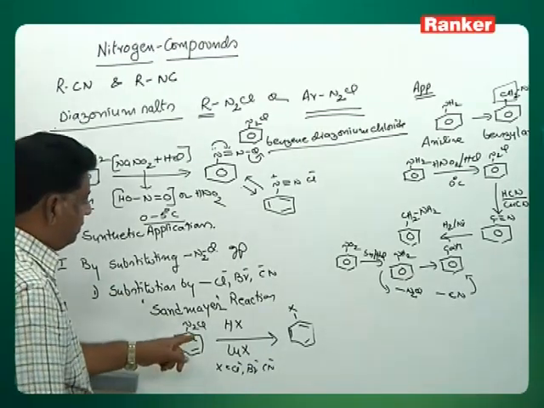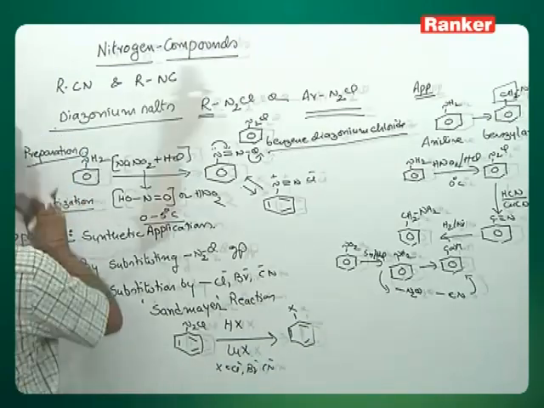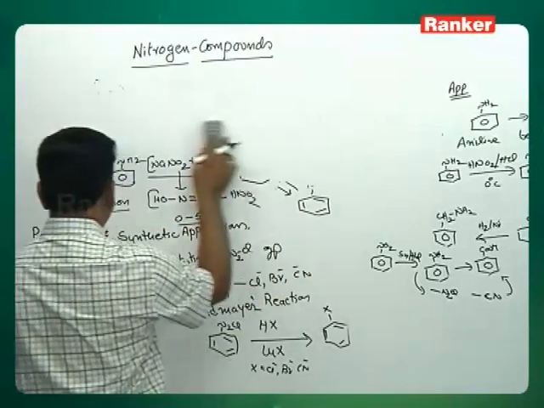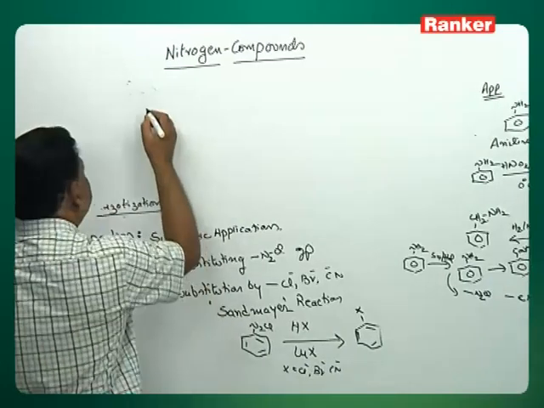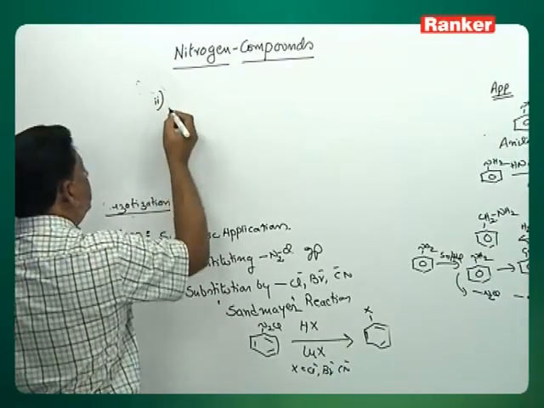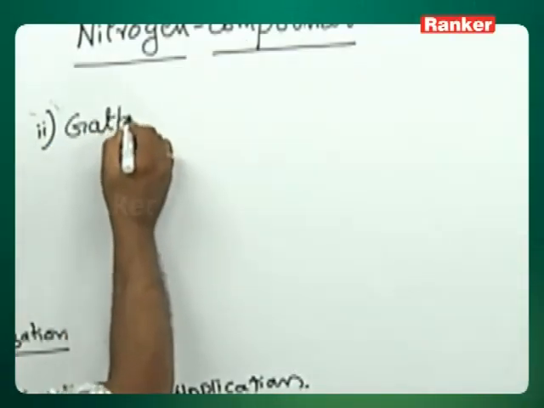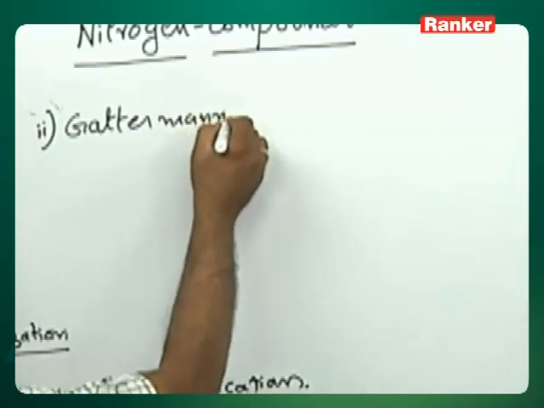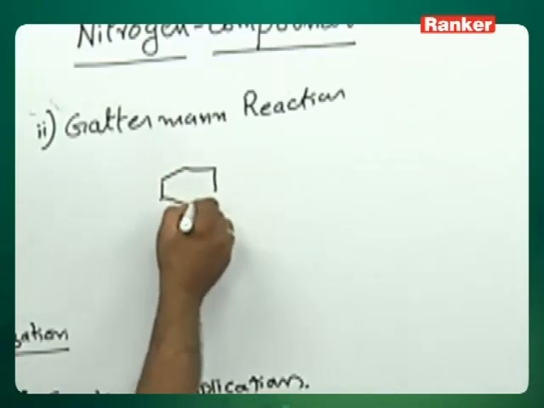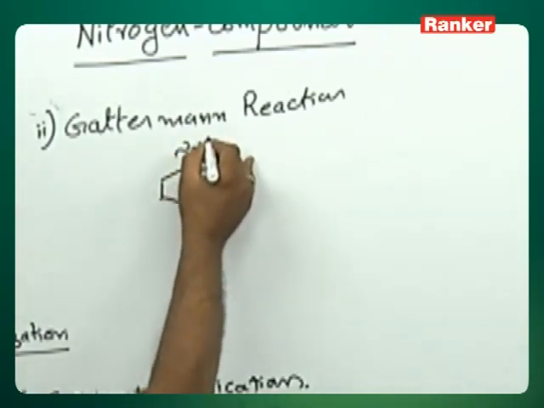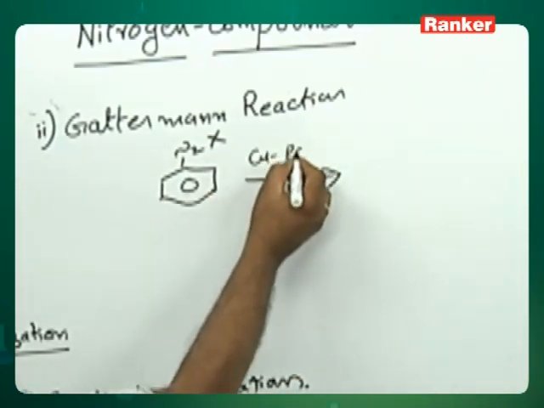So N2Cl when treated with HX and CuX, X containing compounds can be prepared. Okay, then let us go for some other applications, that is, properties of the compound. One is substitution by this one. Second, there is another reaction just like the Sandmeyer reaction, called the Gattermann reaction. In this reaction also we are able to convert diazonium chloride into the X. But here you take the X containing diazonium chloride and heat it with copper powder.